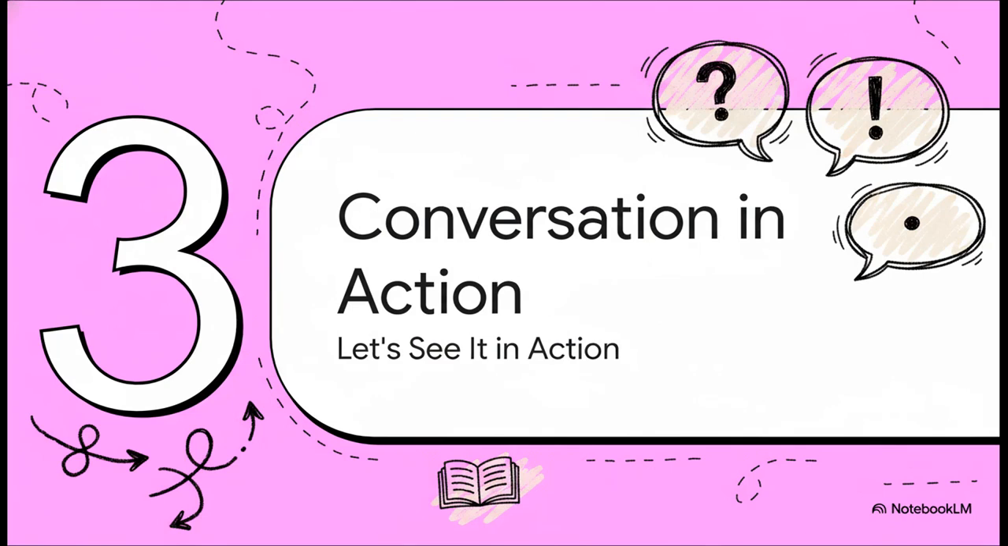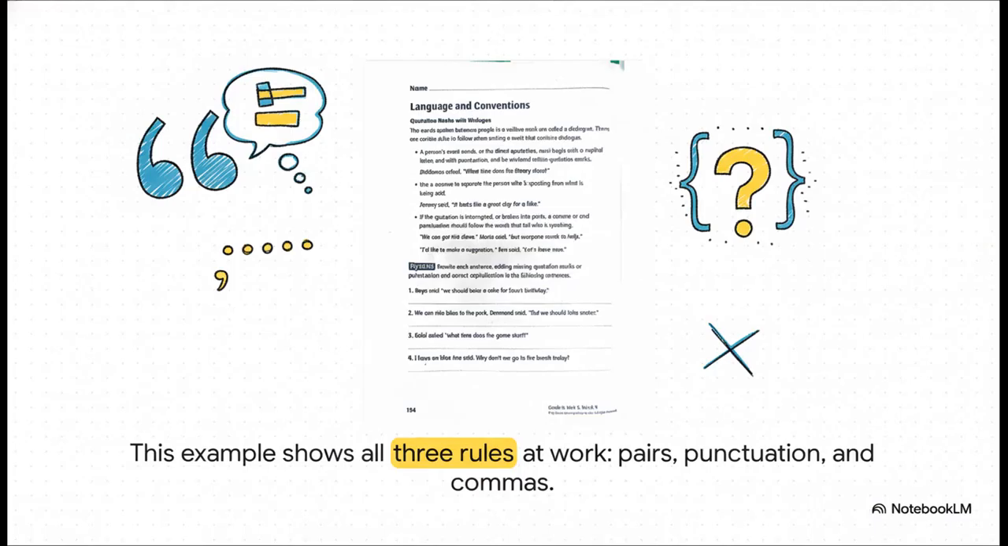Rules are great and all, but seeing them in action is where it really clicks. So let's see how they all work together. Just take this example. DeMarcus asked, "What time does the library close?" This sentence puts all 3 of our rules to work perfectly. We've got the speaker tag, DeMarcus asked, followed by a comma. Then you have your opening quote, the question itself, and then the question mark placed neatly inside the closing quote.